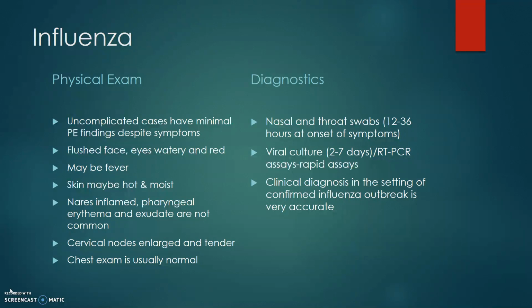Although exudate is not always common, I do see more injection of that oropharynx when people have the flu, and maybe even a clear postnasal drainage. Cervical nodes tend to be enlarged and tender as they respond to this virus, and the chest exam is usually normal, clear lobes, and pulse ox is typically normal.